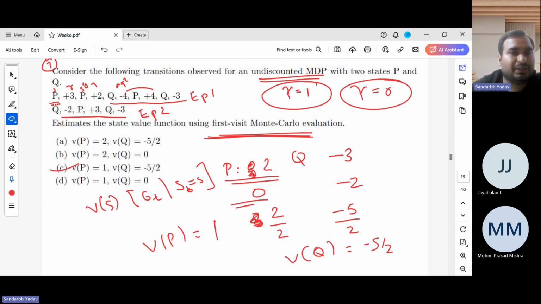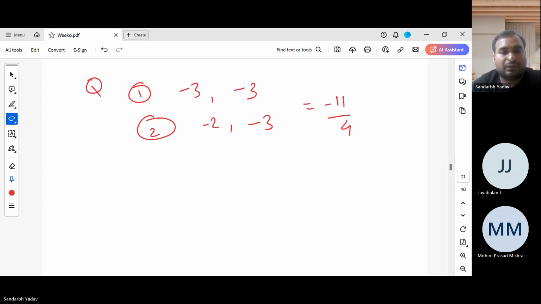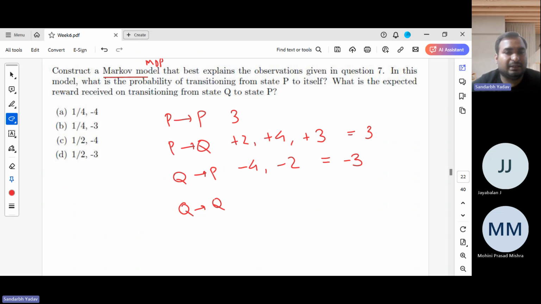But you need to remember one thing. At the end of the transition, there will always be a state which is known as the terminal state. So we need to factor that in also. In these two episodes, we are ending from Q, but it might be possible that in some episode you might be ending from P also. So you need to take care of these transitions also. There are two transitions from Q to the terminal state, and both of them are given a reward of -3. So even though for Q to Q there is nothing, for Q to the terminal state we have two transitions, and both were -3 and -3.